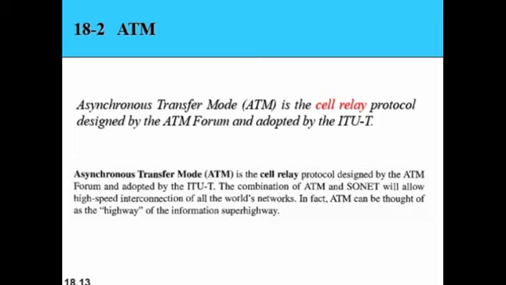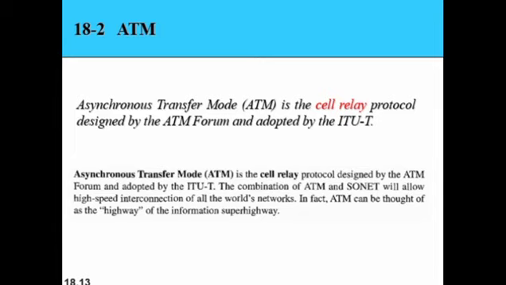So the combination of ATM and SONET will allow high speed interconnection. ATM was not working alone itself, right? SONET was combined with it. What is SONET? SONET is a Synchronous Optical Network. Synchronous means fixed, right? Fixed network. So the size may be fixed, the memory may be fixed, the bandwidth or strength may be fixed, right? So the combination of ATM and SONET will allow high speed interconnection of all the world's networks.